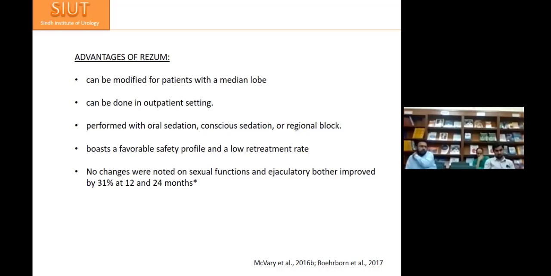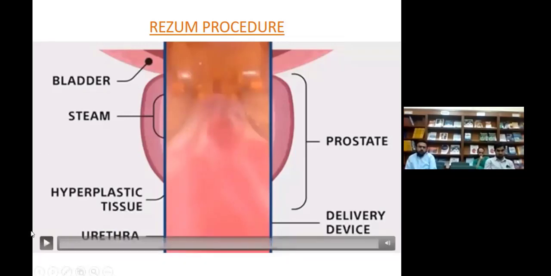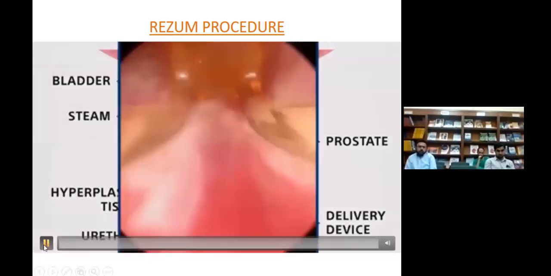No change was noted on sexual function; ejaculatory function improves by 31% at 12 and 24 months of follow-up. So the best thing is that there is no change in the erectile function of the patient. So this therapy is in, and most of the centers in Europe and America are doing the REZUM therapy. So, another short video clip on how the procedure is performed.